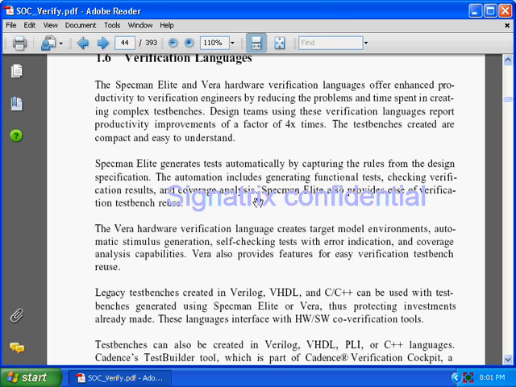So automation means everything is automated: generating the stimulus, checking the verification result, and getting the report from the coverage analysis tool. There is no need for any human intervention, whereas this is a manual process. Specman Elite also provides ease of verification test bench reuse. When you have implemented one complex test bench using a verification language, you can reuse that for a different architecture.